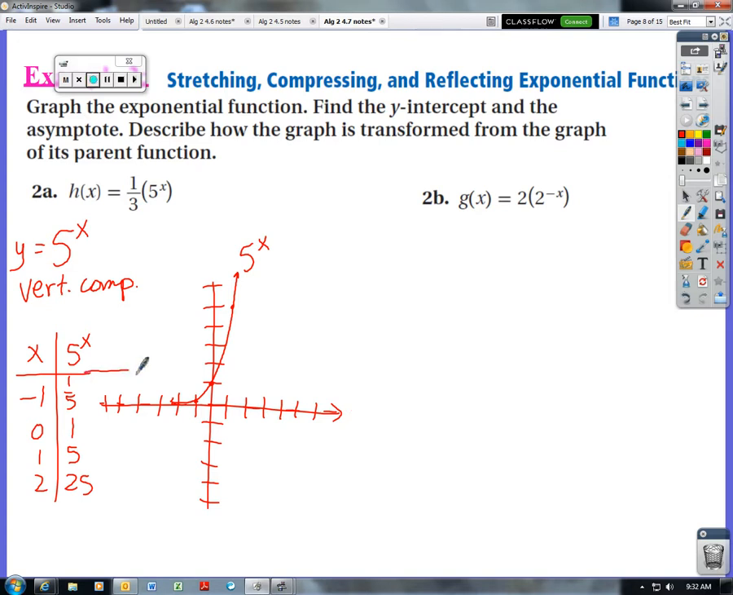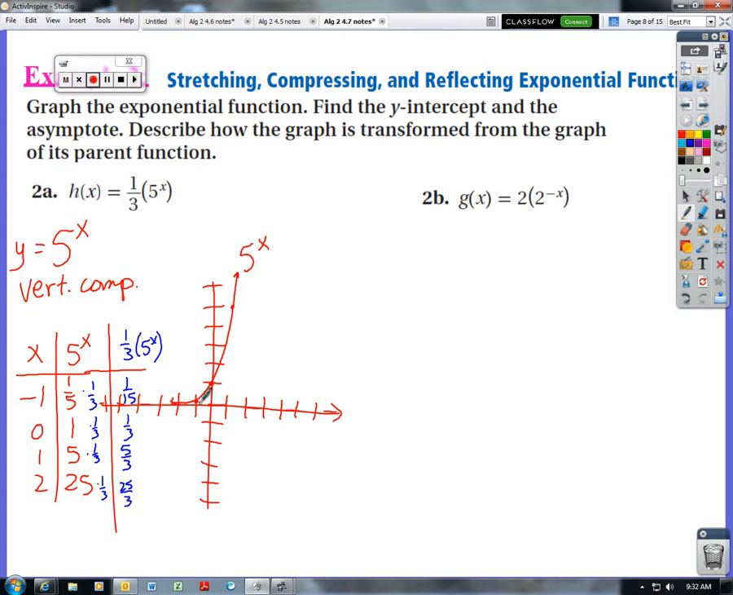So I need to multiply, since it's vertical, all my y's by a third. So a third times that's 1/15. A third times that is 1/3. A third times that is 5/3. And a third times that is 25/3.